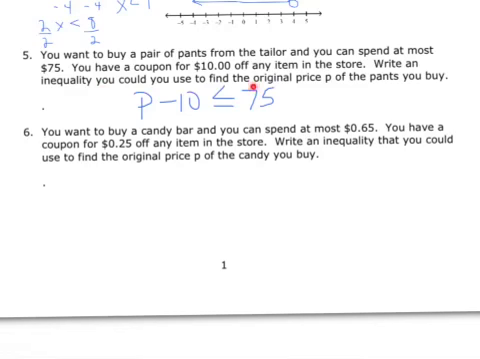Okay, number 6, you want to buy a candy bar and you can spend at most 65 cents. You have a coupon for 25 cents off any item in the store. Write an inequality that you could use to find the original price P of the candy you buy. Okay, same thing. We have the price of a candy bar, and we have a coupon for 25 cents off. So we would say the price of the candy bar minus the 25 cents has to be less than or equal to 65 cents. If I don't have more than 65 cents, I only have the 65 cents, I can't spend any more than that. So what I spend has to be less than or equal to 65 cents.